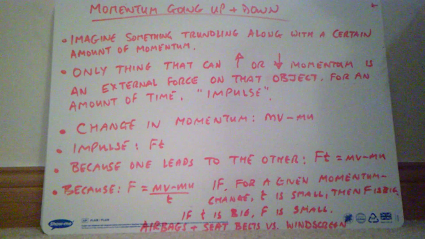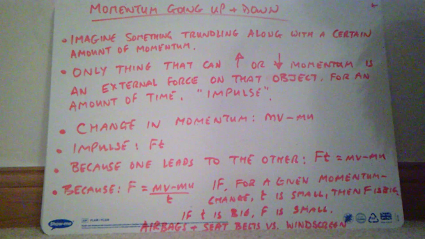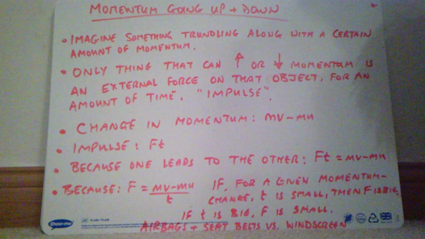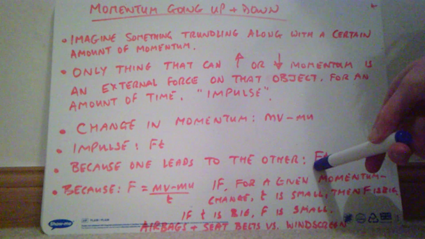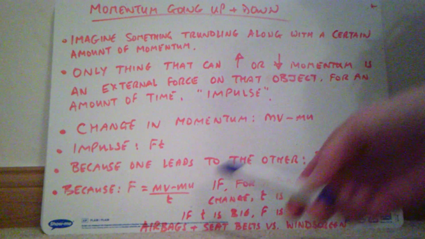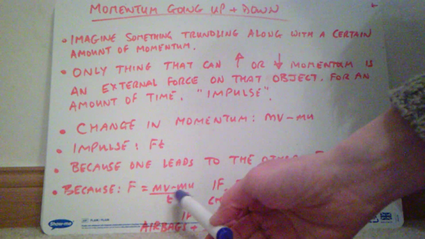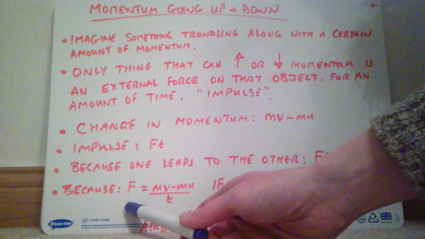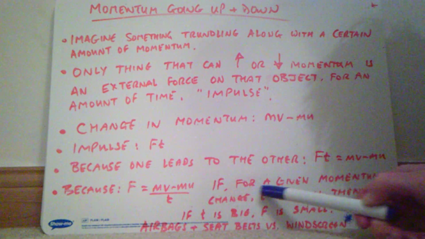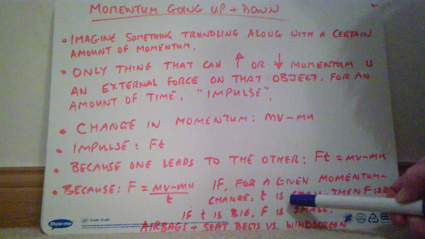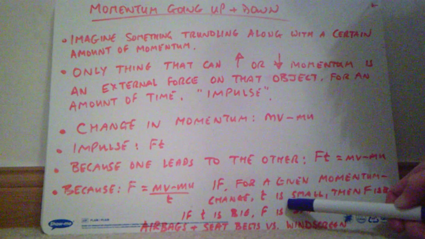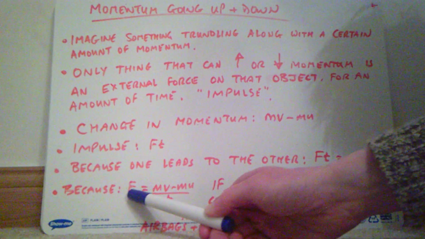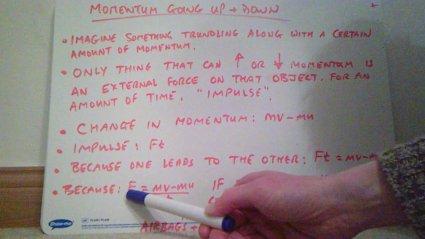Now, if you're thinking about the effects of the force on something, usually in terms of how damaging the application of this force is, then you want to make F the subject of this equation. F equals mv minus mu over t. So if we're thinking about the effect of this force on the object, if for a given momentum change t is small, so the thing on the bottom of the fraction is small, then F is going to be really big. And the opposite is true. If t is really big, then F comes out to be really small.